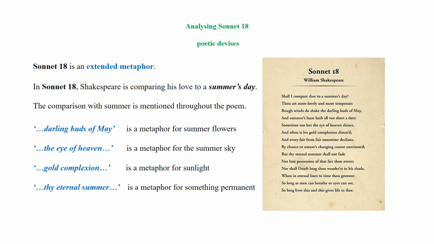Poetic Devices. Sonnet 18 is an extended metaphor. In Sonnet 18, Shakespeare is comparing his love to a summer's day. The comparison with summer is mentioned throughout the poem. Darling buds of May is a metaphor for summer flowers. The eye of heaven is a metaphor for the summer sky. Gold complexion is a metaphor for sunlight. Thy eternal summer is a metaphor for something permanent.